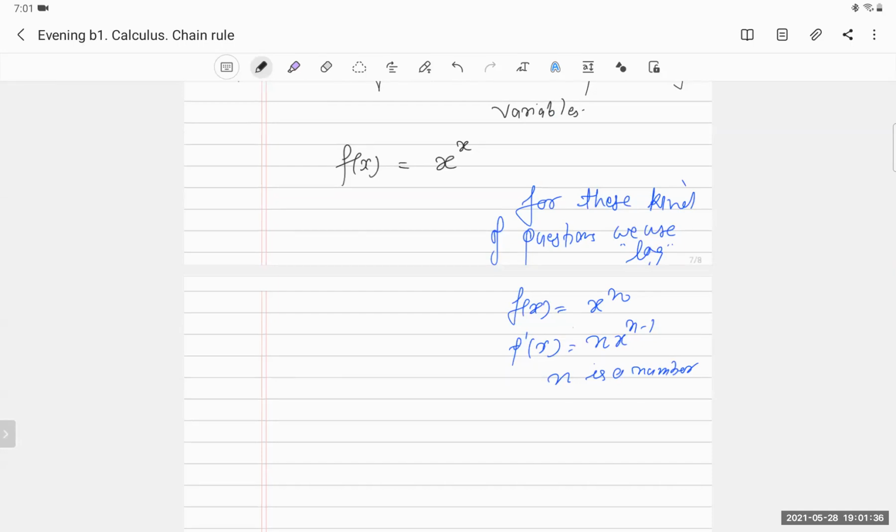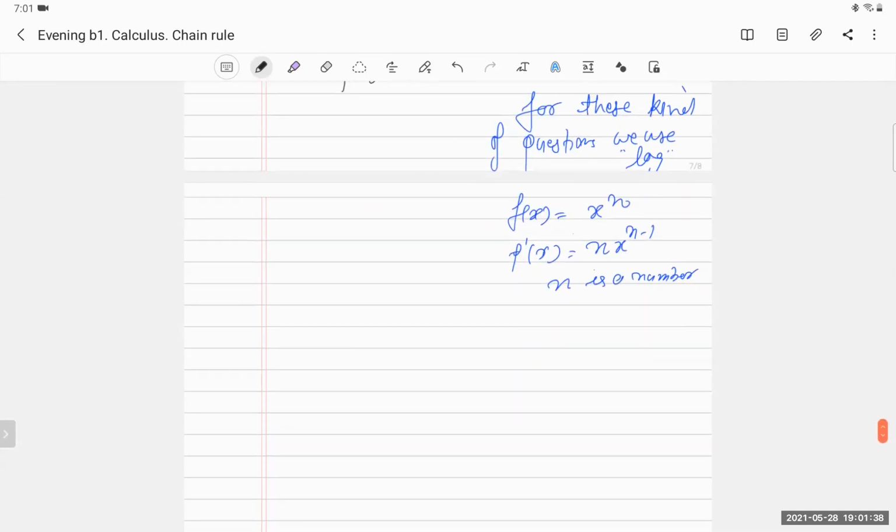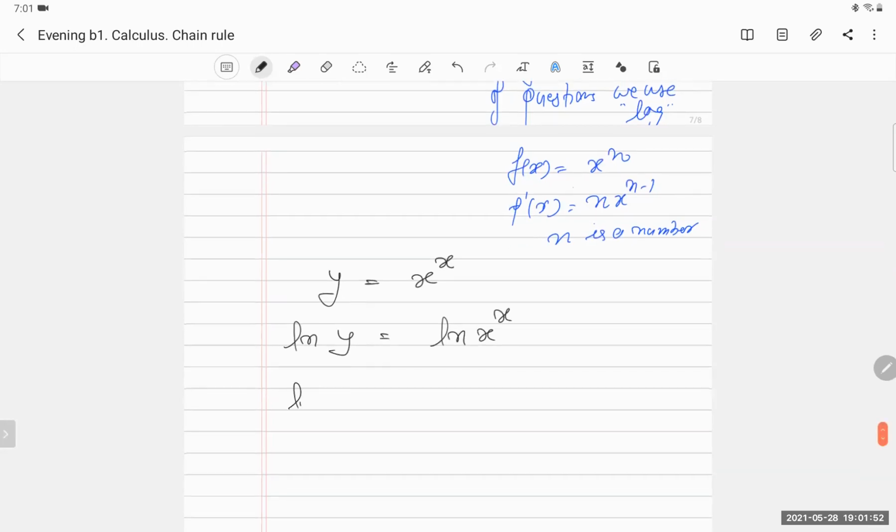Yes. So I will assume it as y. Y is x raised to x. I will take log both sides, ln. ln y equal to ln x raised to x. Now tell me, ln y. क्या होता है अगर ln के अंदर पावर होता है तो पावर comes out, right?